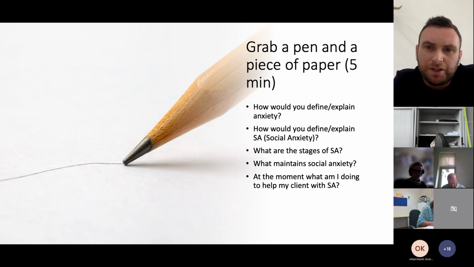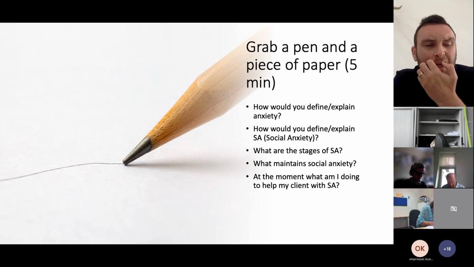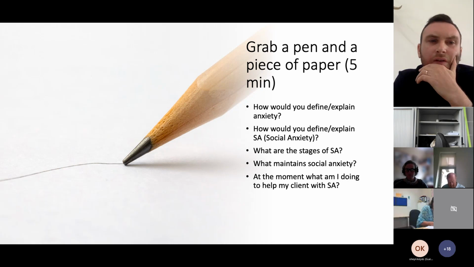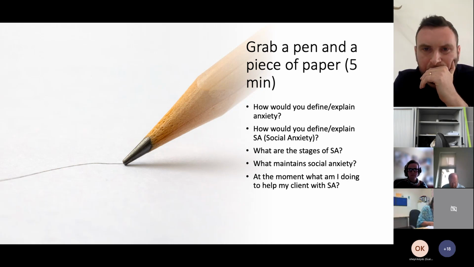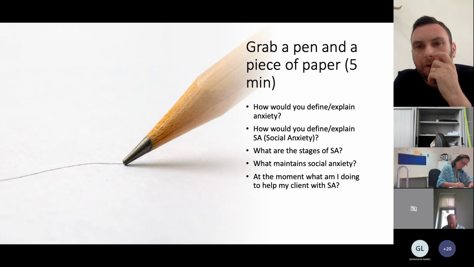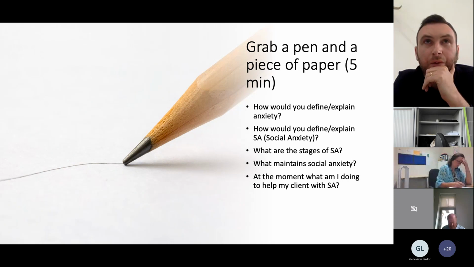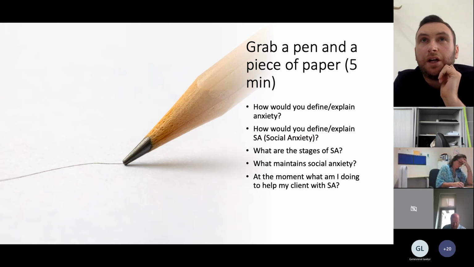The second thing I want you to think about is how would you define and explain social anxiety? So how would you explain anxiety? How would you describe social anxiety? What's your understanding of it? Third question I want you to think about is the stages of social anxiety. Are you aware of any particular stages of it, or what's your view on how the whole process happens?